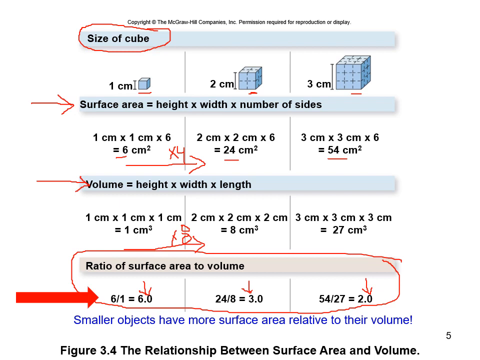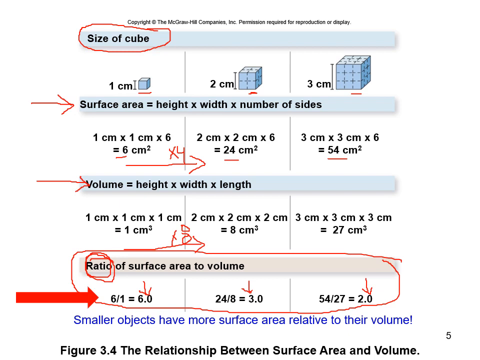So in an ideal world, you would want a cell that's nice and small because it will give us a high ratio, which means plenty of opportunity to get stuff in and out through the surface area and keep up with the demands of the volume. As the cells get larger, this ratio decreases, which is not good for the cell.